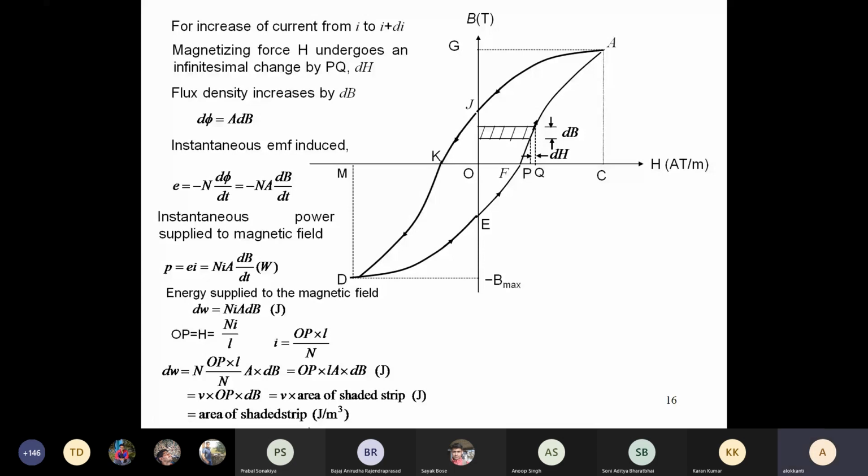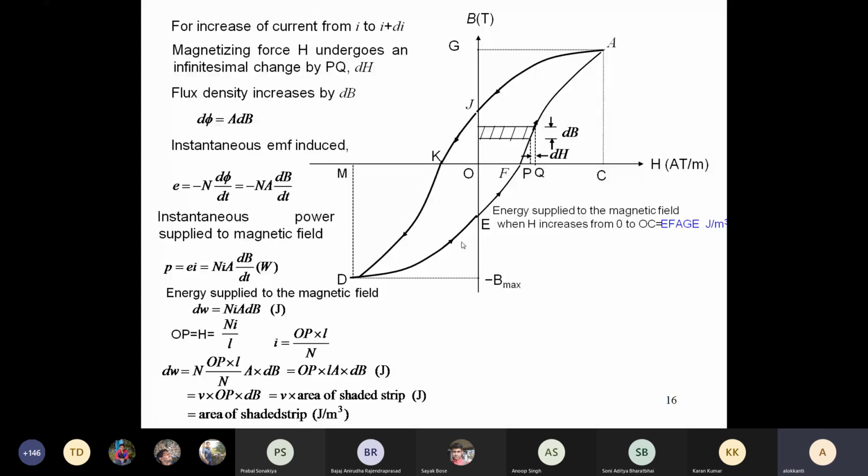So if you consider the energy supplied per unit volume, it is basically the area of the shaded strip. Energy supplied per unit volume is equal to the area of the shaded strip. So if you do this incrementally over small regions, the energy supplied to the magnetic field as H increases from 0 to OC, as an extension to the earlier derivation, is basically this whole area.